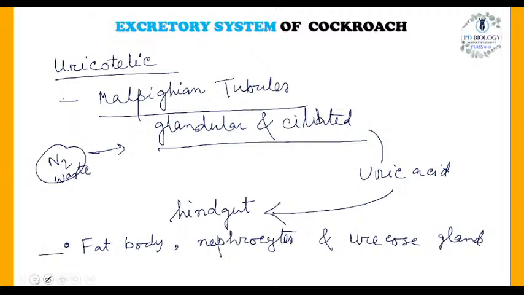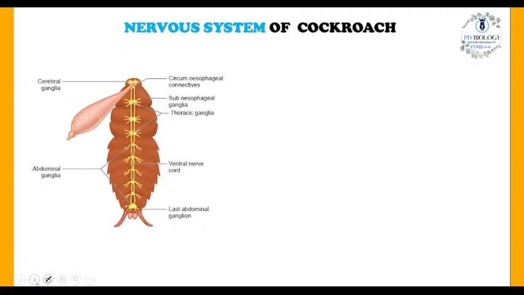Next, the nervous system. See the different parts of nervous system, which is segmentally arranged ganglia. They are joined by paired longitudinal connectives on the ventral side. So these are the connectives and the ganglia are attached. Three ganglia lie in the thorax and six in abdomen.